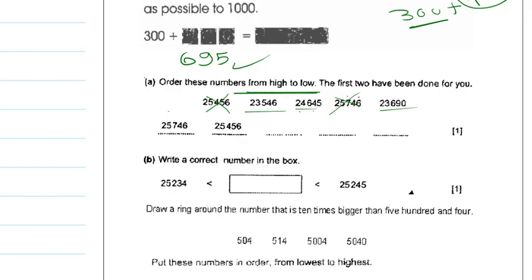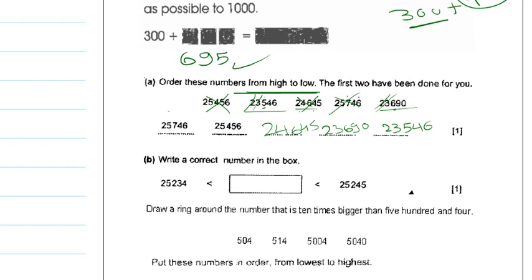So the greatest number here is 24,645. And after that, we have two numbers remaining: 23,546 and 23,690. Let's compare the numbers from the left. We have 20,000 here and 20,000 here, 3,000 here, 3,000 here, and we have 500 here and 600 here. So we can use 23,690, and the last number will be 23,546.